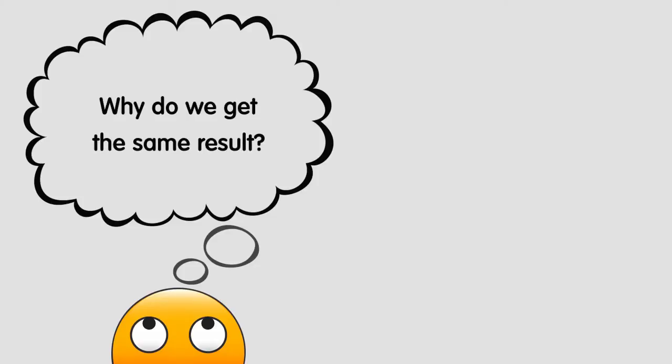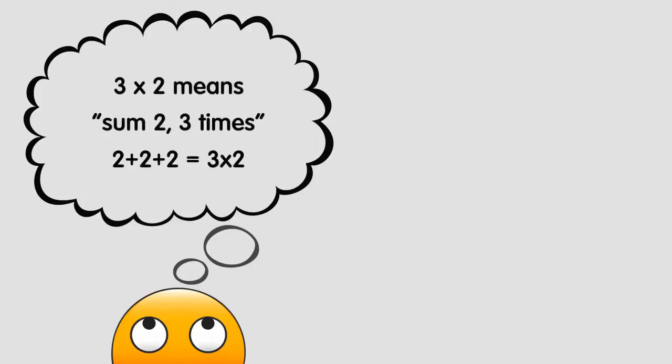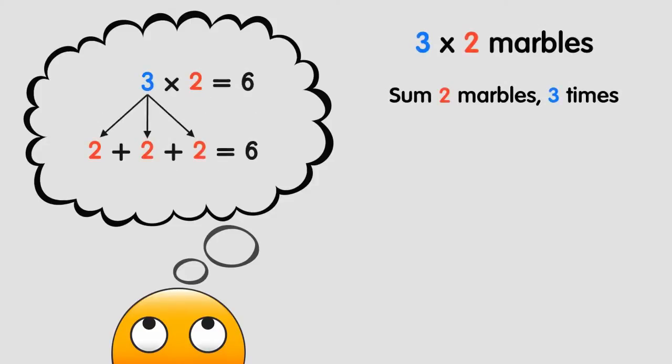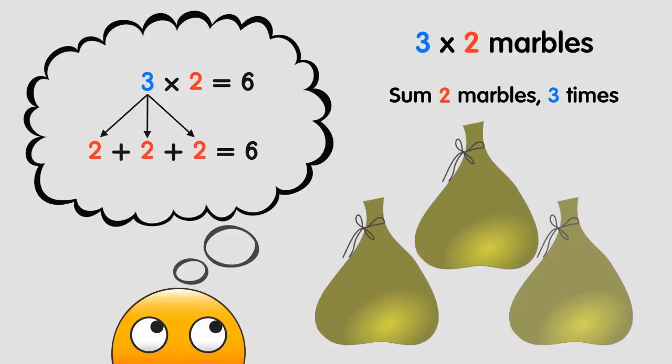Why do we get the same result? Because the multiplication of two numbers is equivalent to adding as many copies of the multiplicand as the quantity of the multiplier. That's why 3 multiplied by 2 can be calculated by adding 3 copies of 2 together.